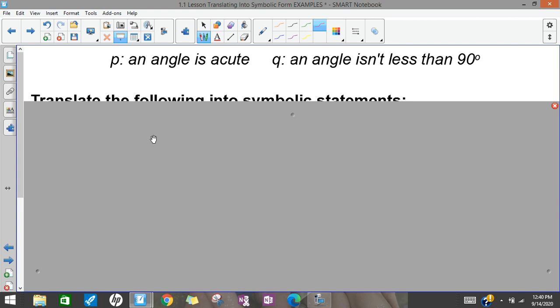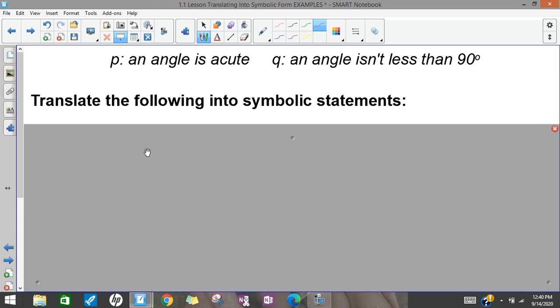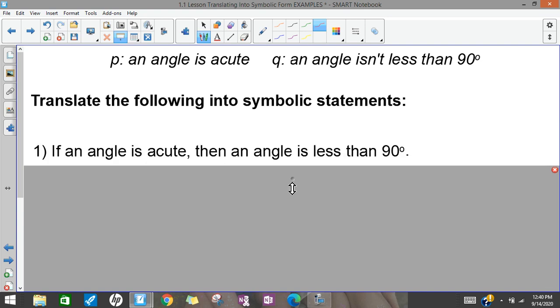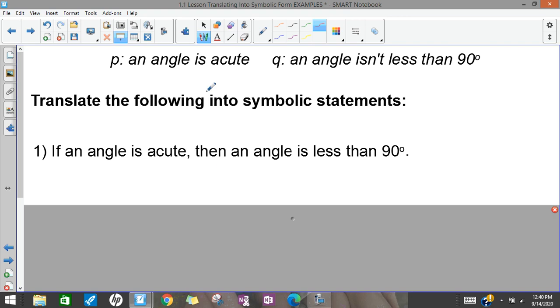Okay, one more page here. This time I want you to take the words and translate them into symbols. We're using the same P and Q that we did on the last page. So I have this if, then. That means I'm going to have an arrow. An angle is acute. That is P. That's an example of P.